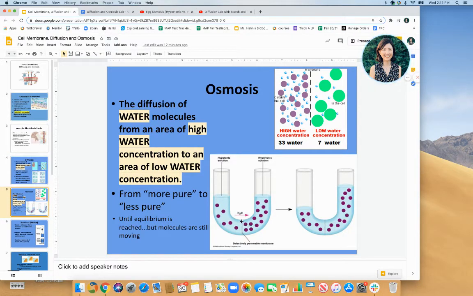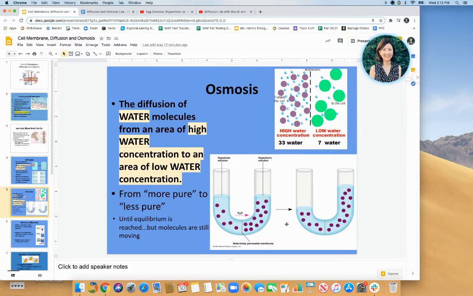Okay, and then here's another example. Here's a membrane, and it looks like the purple things cannot cross. If the purple things could cross, then they would also diffuse until it's even. But this water has a higher concentration of water. Another way to look at it, it's more pure. So it's more pure water molecules. And here it's fewer water molecules because it's mixed in with all of these purple things. So water is going to go from high water concentration to low water concentration.